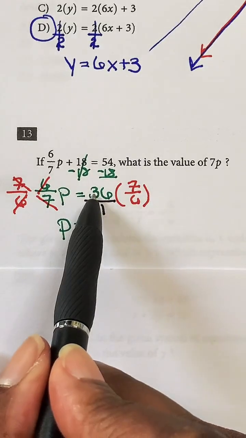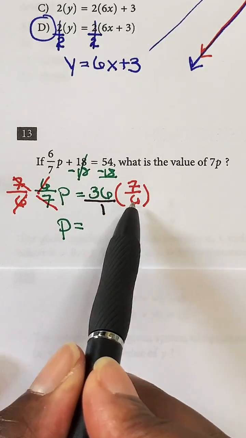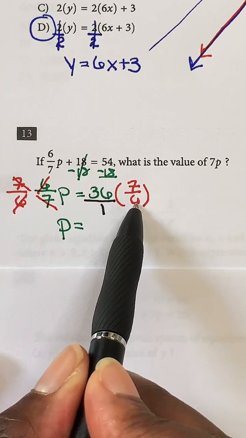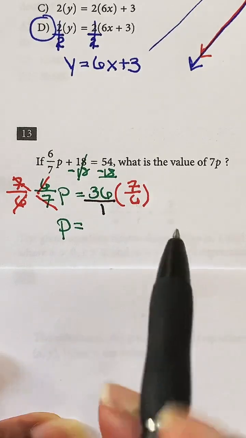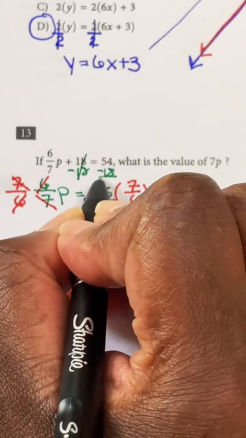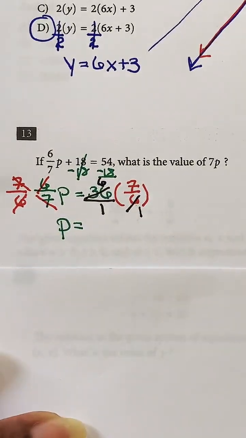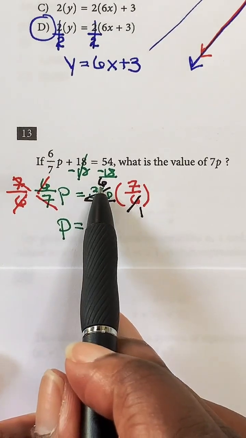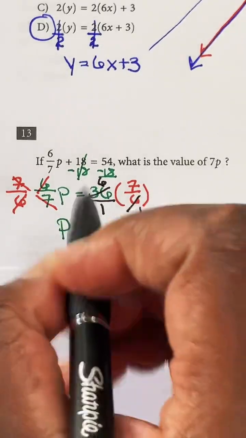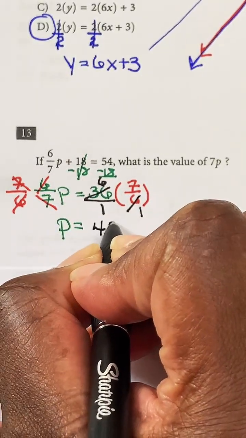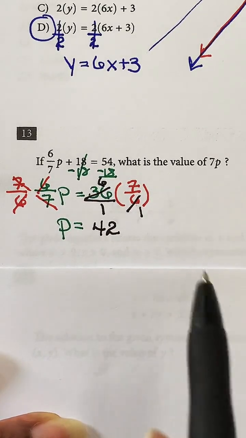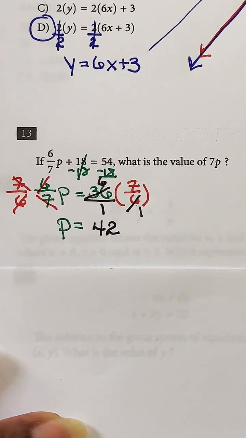So now you have something called cross simplify. So that means this 36 can be divided by 6. 36 divided by 6 will give me 6. So that 6 is now 1. This 36 now 6. So now multiply the remaining numerators. 6 times 7 gives me 42. And it would be 42 over 1, but we don't need it to be over 1, because anything divided by 1 is itself.